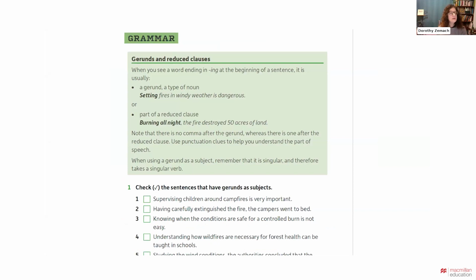The grammar came from that second reading of mine. Once it was in the second reading, I made sure it appeared in the first reading, and that it would be useful grammar for them in their own writing. And this is grammar that I just looked at what I had created and said, oh, wow, sure are a lot of gerunds and reduced clauses for this topic. Let's take a look at that.